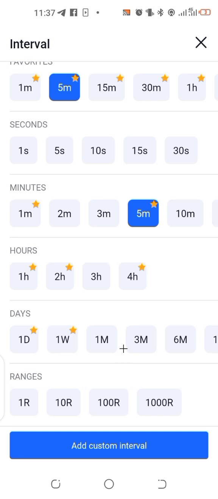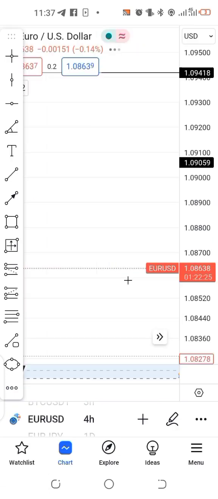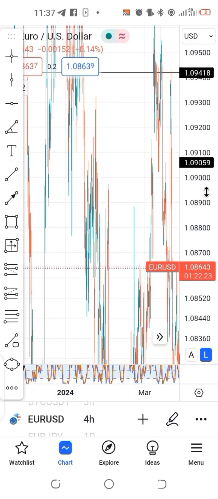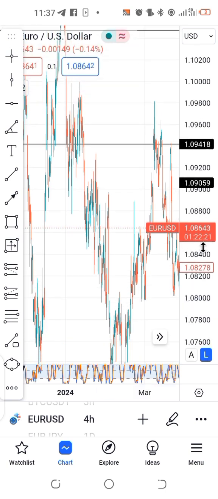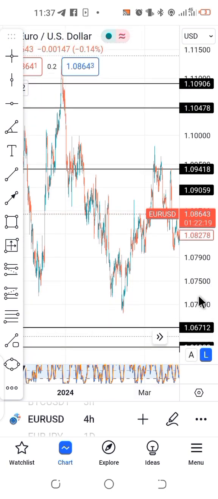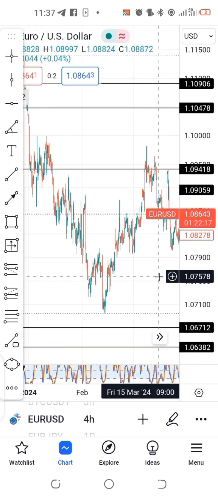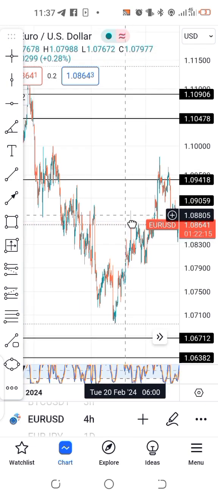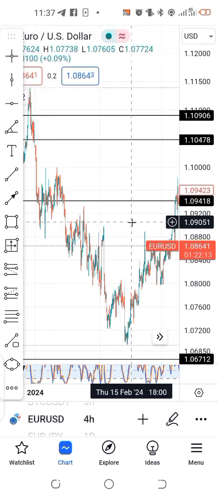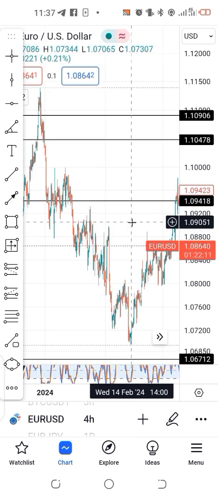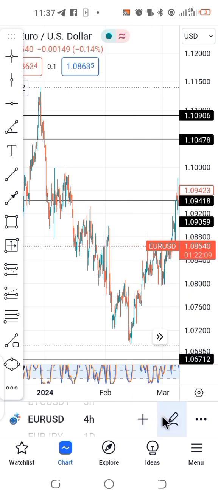Let's use the 4 hours time frame, and then we see. So with a 4 hours time frame, all right, we have a very good example of a downtrend market here. I can use this for demonstration purposes. Okay, so let's use this.